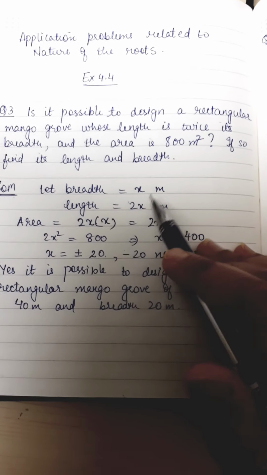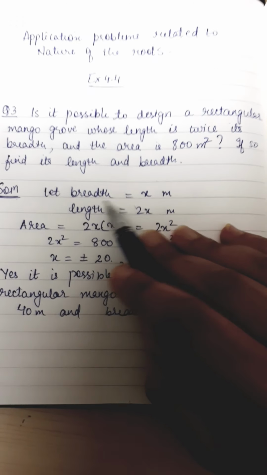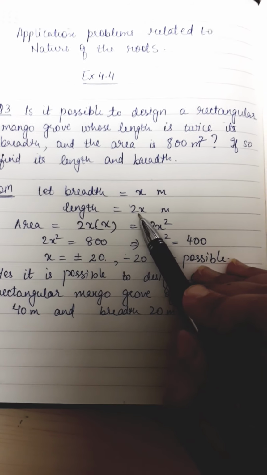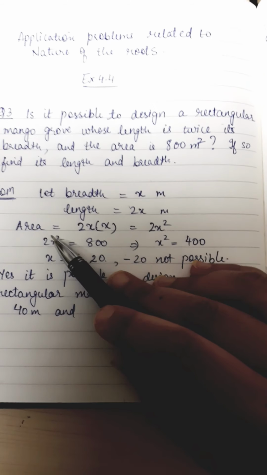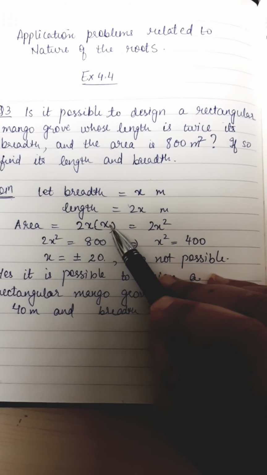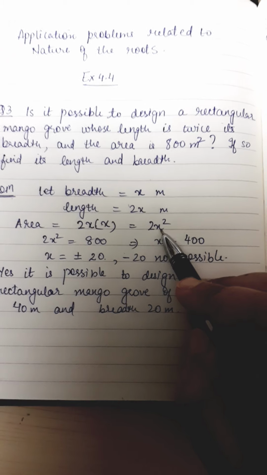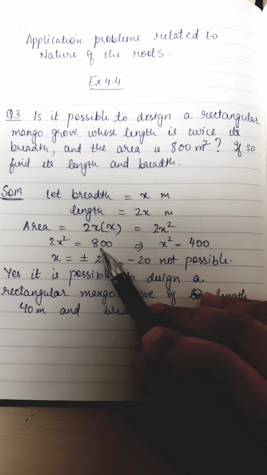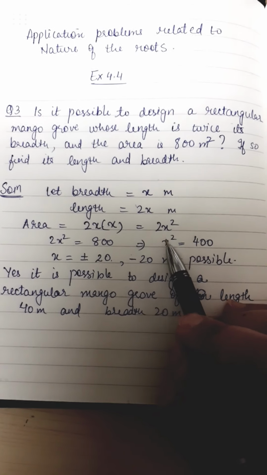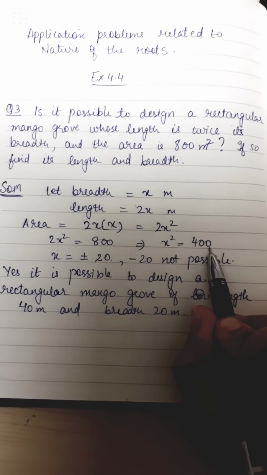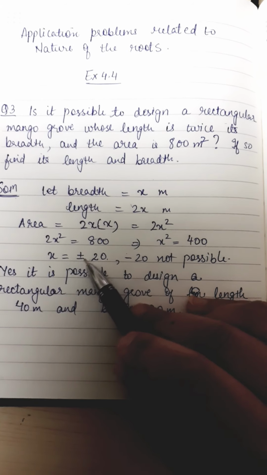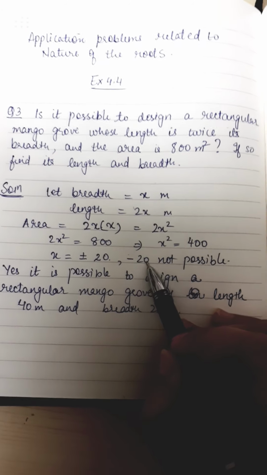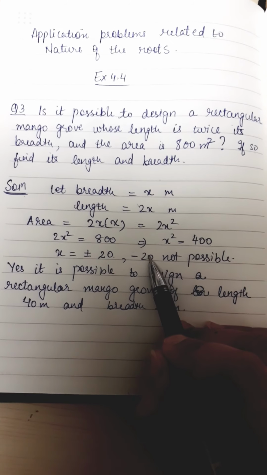So here, first we have to form the quadratic equation. Breadth we are taking as x, so length is 2x, and area will be 2x into x, that is 2x square. So 2x square is equal to 800. So x square is equal to 400, and x can be equal to either plus 20 or minus 20. So we are having two distinct roots over here.